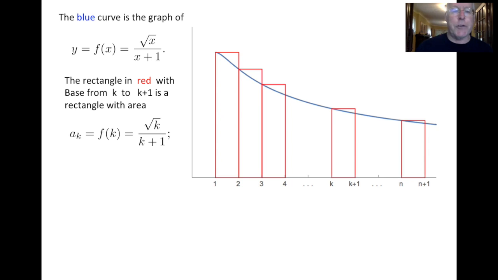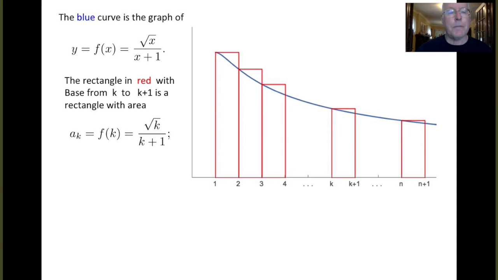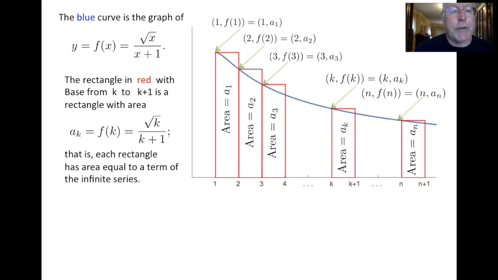So we've drawn this picture here. The blue curve is the graph of y equals f of x, or root x over x plus 1. And the red are left endpoint determined rectangles, and the kth rectangle has base that goes from k to k plus 1, as you see here, and height is determined by the height of the curve at that point. In this case, each rectangle has an area equal to a term of the series.